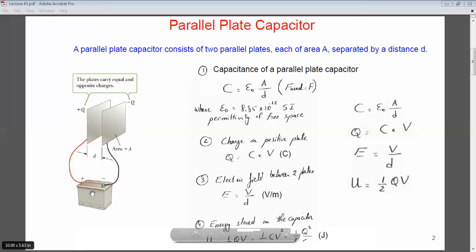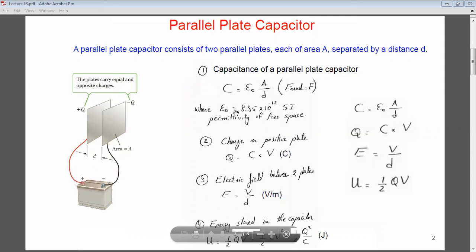Okay, now what is the capacitance of a capacitor? The capacitance of a capacitor is the ratio... If we have a parallel plate capacitor, the capacitance has to do with the area of each plate and the distance between the two plates.